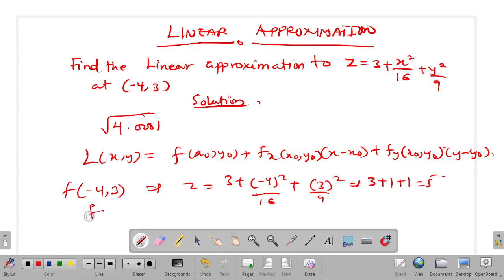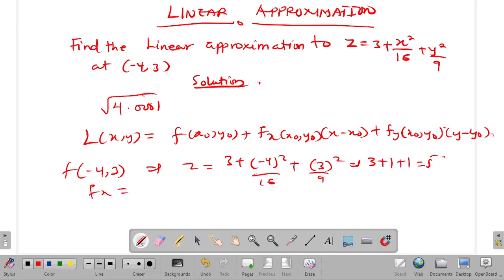My fx is very simple. If you are not x, you become 0. You are just a constant. So this will be 0, this will be 0. I'll have 2x over 16, which is x over 8. Then my fx at this point (-4, 3), I'll put negative 4 inside, and that'll give me negative half.